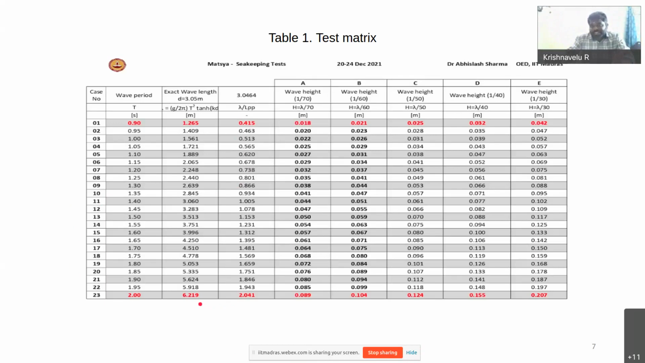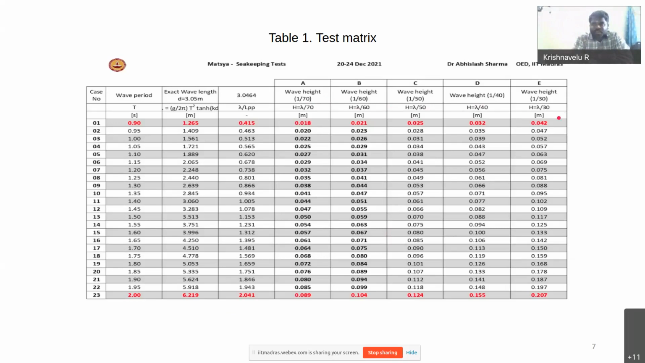In a similar way, we determine the wave height. It depends upon the different wave steepness. We know the wave steepness or wave slope formula, H by lambda is equal to some value. That way we find the wave height for the different wave periods. For each and every wave period we have a wave height, and the wave height varies for the different wave steepness.